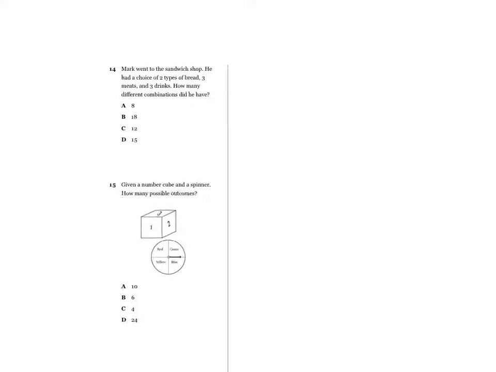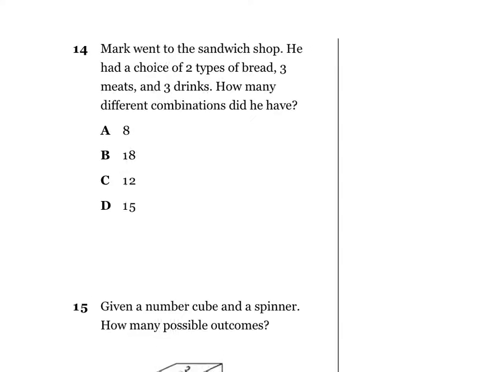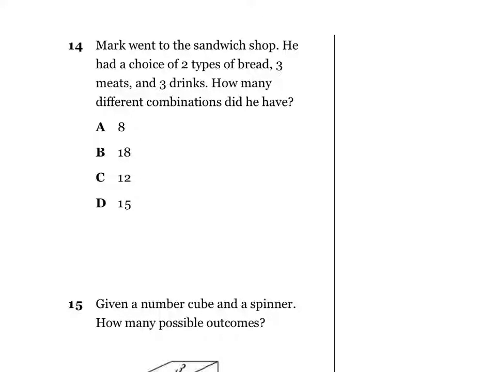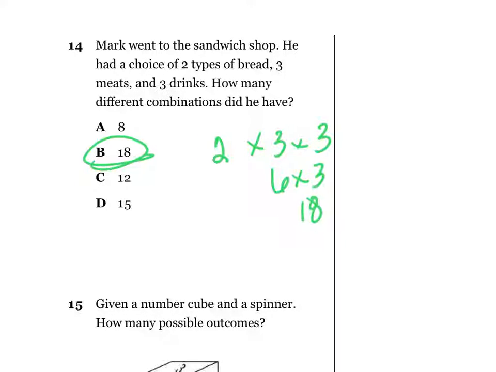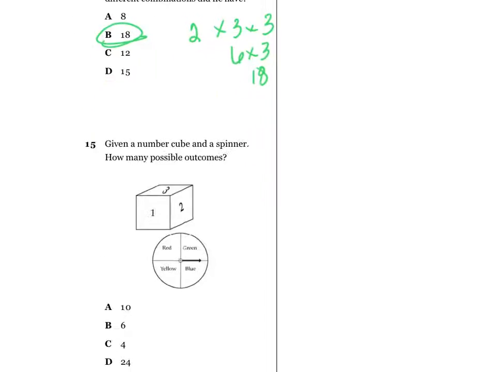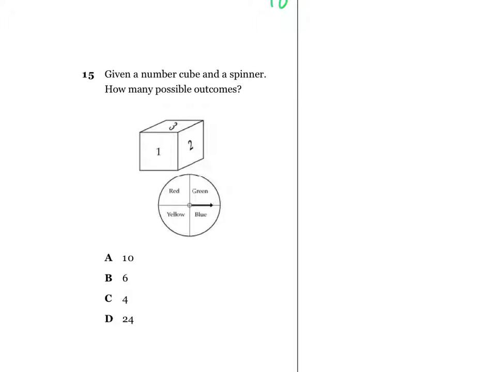On our last page, Mark went to a sandwich shop. He had a choice of 2 types of bread, 3 meats, and 3 drinks. How many different combinations? Well, it's going to be 2 times 3 times 3. So 6 times 3 is 18. Okay, and number 5. How many possible outcomes? Well, there's 6 here and 4 here. So 6 times 4 is 24.